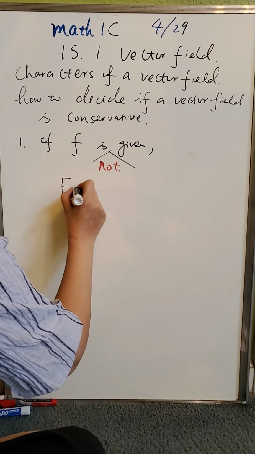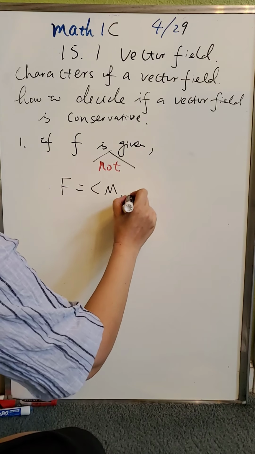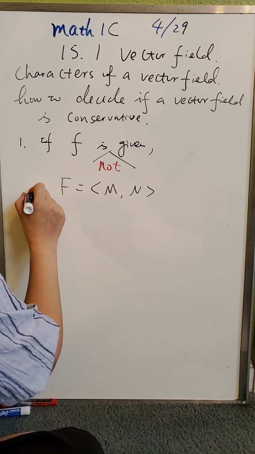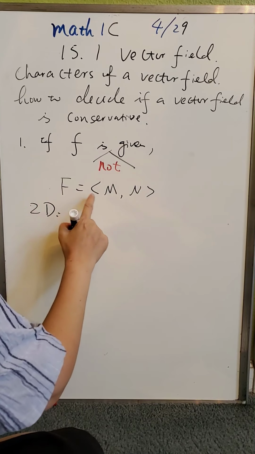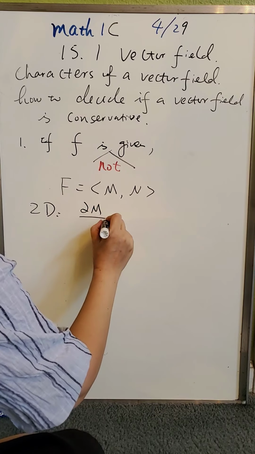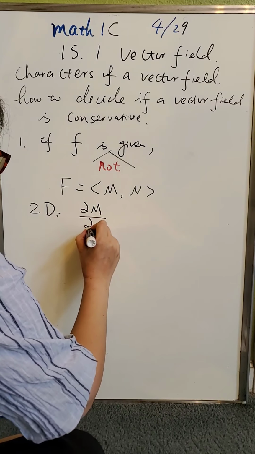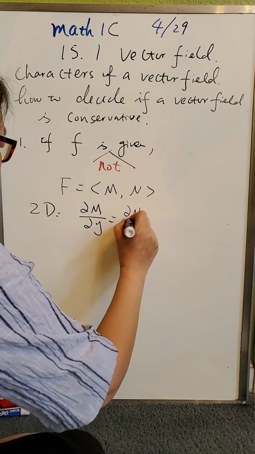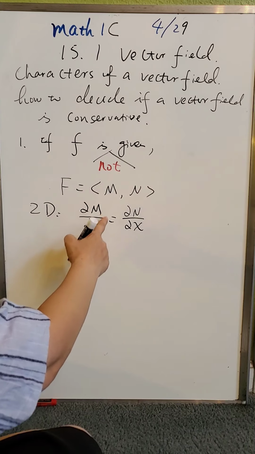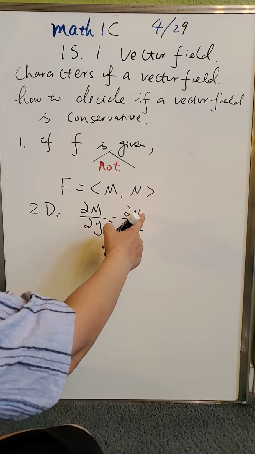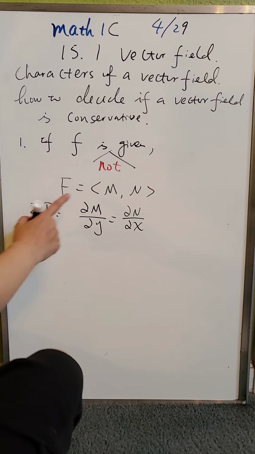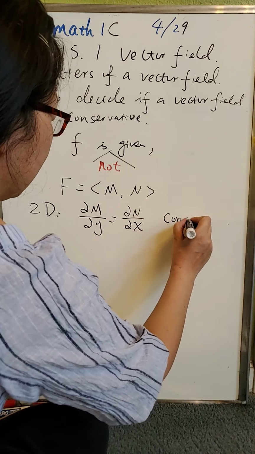So let's say F is given as M, N, a vector field in 2 dimensions. We've got 2 terms, and we just need to check whether del M to del y equals del N to del x. That is, the partial derivative of M with respect to y equals the partial derivative of N with respect to x. If they are equal, then it's conservative.